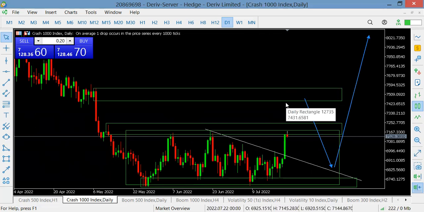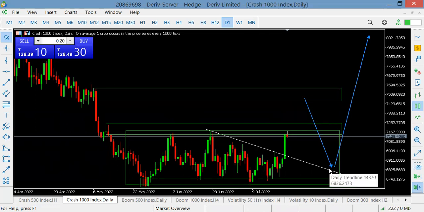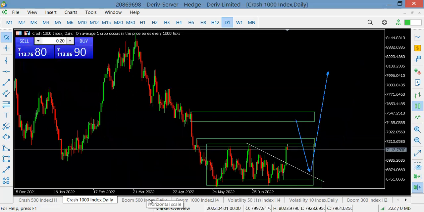We will be looking out for a sell, and then look out eventually for a possible continuous buy after a retest of the zone here, this trend line. So that's that about Crash 1000 index.